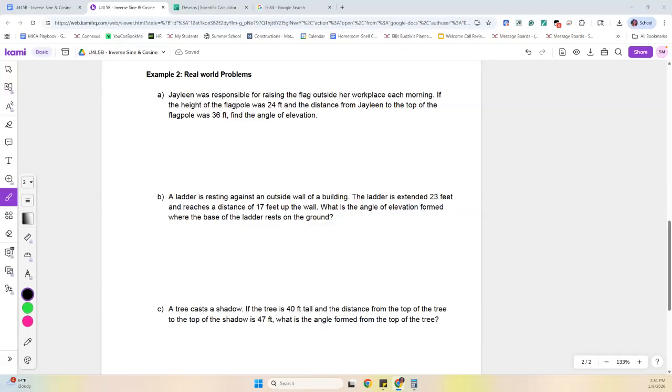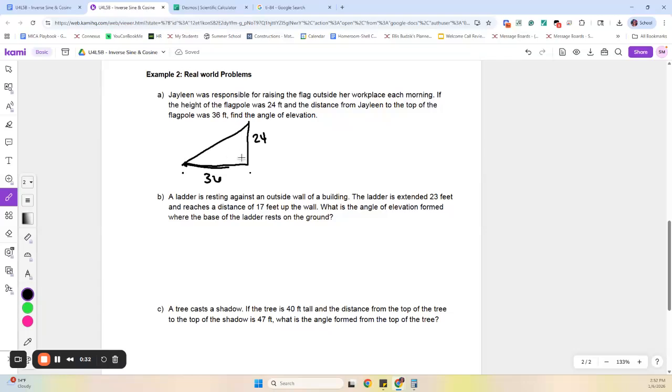All right, for example 2, we got some real world problems. It says Jaylene was responsible for raising the flag outside her workplace each morning. If the height of the flagpole was 24 feet and the distance from Jaylene to the top of the flagpole was 36, find the angle of elevation. So we got Jaylene over here, and then we got a flagpole here. The flagpole was 24 feet in height, and then her distance to the flagpole was 36.